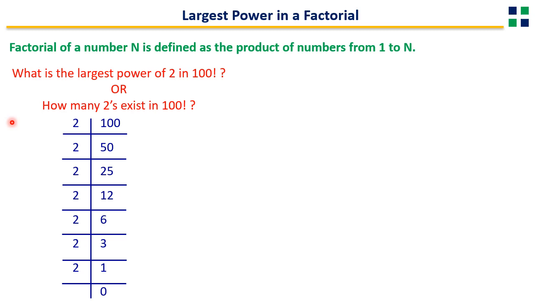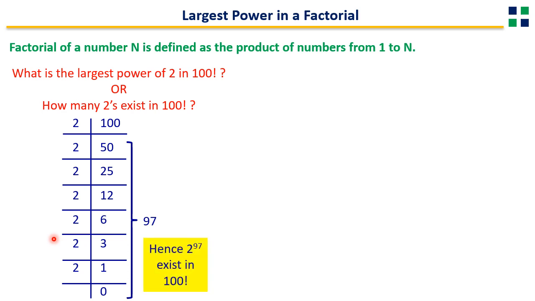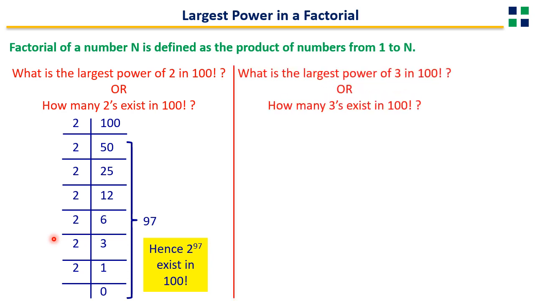Now we got these quotients. We need to take the total of these quotients from 50 onwards. So if we make a total of 50, 25, 12, 6, 3, 1 and 0, this total comes out to be 97. It means the largest power of 2 in 100 factorial is 97, or even 97 2s exist in 100 factorial. Similarly, if I ask you what is the largest power of 3 in 100 factorial, or how many 3s exist in 100 factorial, how are you going to determine?